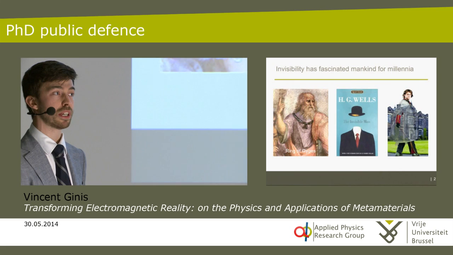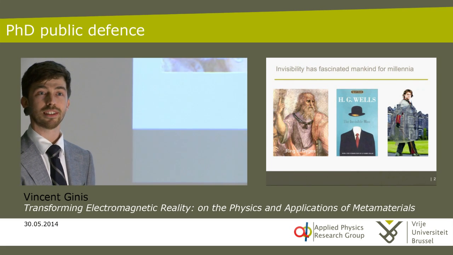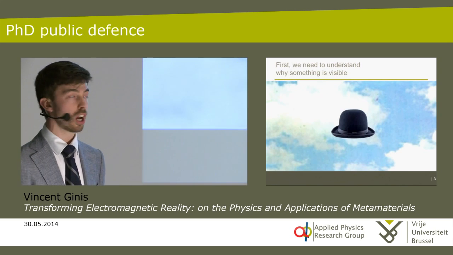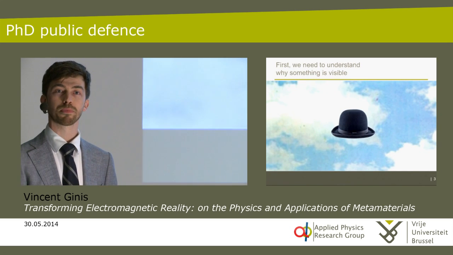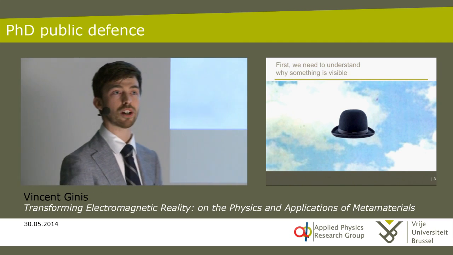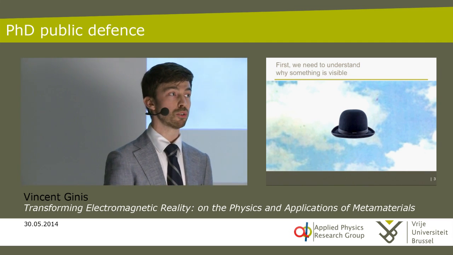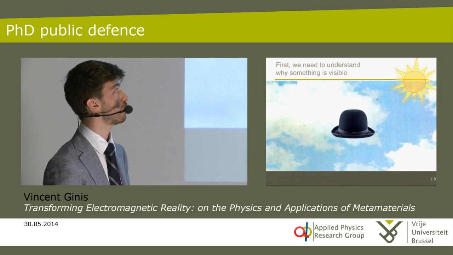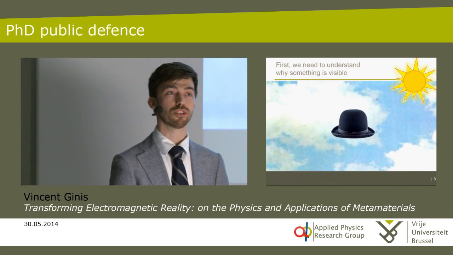Now, before I can explain to you how invisibility works, I think I need to introduce you to how visibility works. So, what is the process of vision? Let us therefore consider this image of a bowler hat on the background of a blue sky. In order for us to see this bowler hat, we obviously first need a light source. In this case, we can take the sun, for instance.